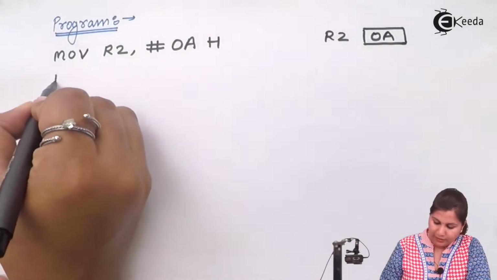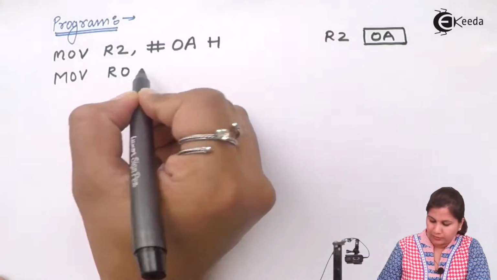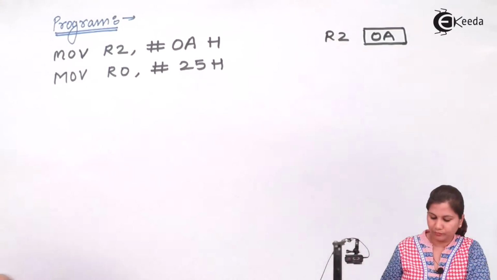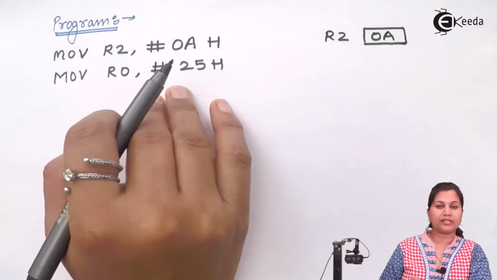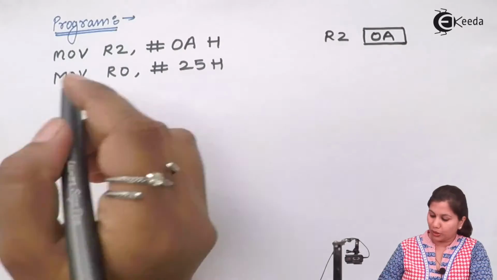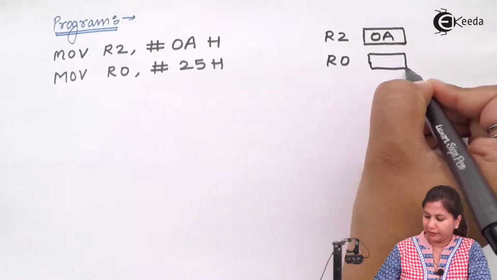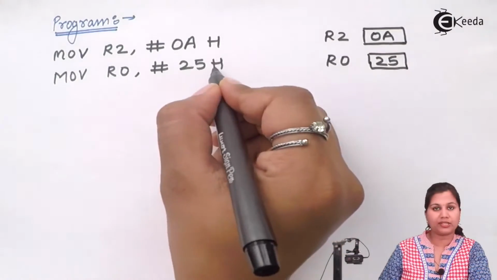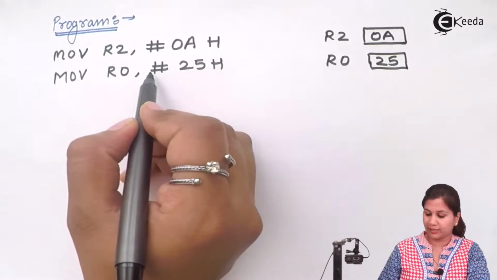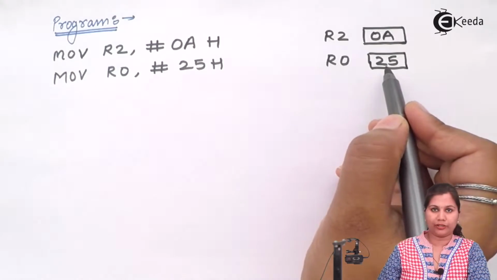So the next step is MOV R0, #25H. So 25H is the address of the memory location from where the series is starting. So again in the R0 register, we will get the address 25H. H is again for hexadecimal notation. This is for immediate addressing, and this data is directly moved or copied into the R0 register.